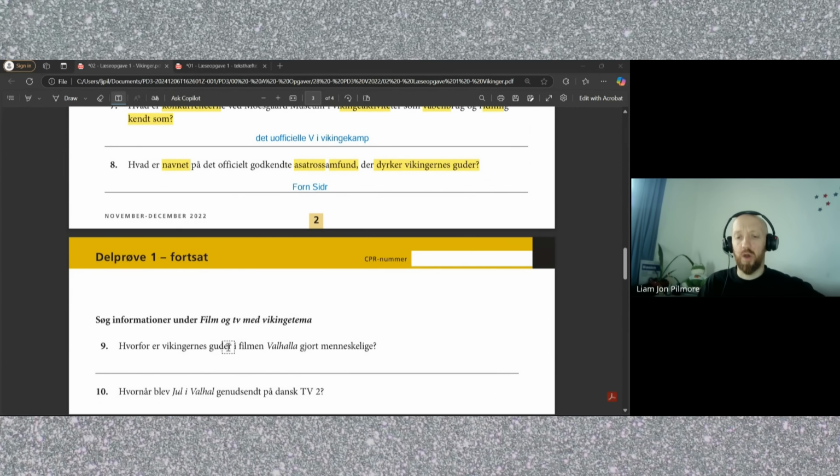Why are the Viking gods in the film Valhalla made human? Keywords. Hvorfor? Why? That's not a keyword we're going to find in the text, but it's important. We need to answer why. Gjort menneskelige. I feel like the word menneskelige is going to be in the text. And guder, of course. So now we need to look for film or TV med vikingetema.